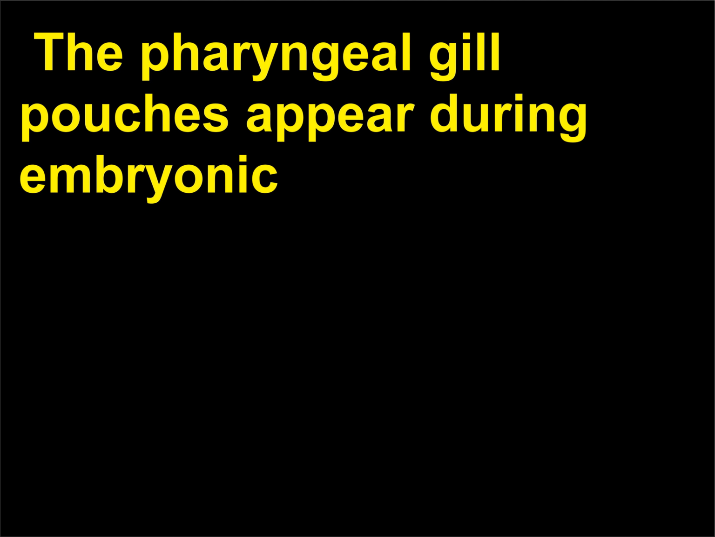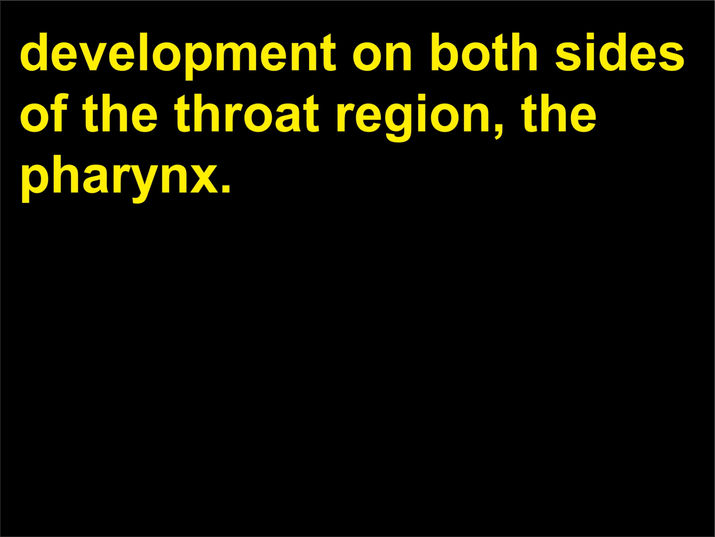The pharyngeal gill pouches appear during embryonic development on both sides of the throat region, the pharynx.